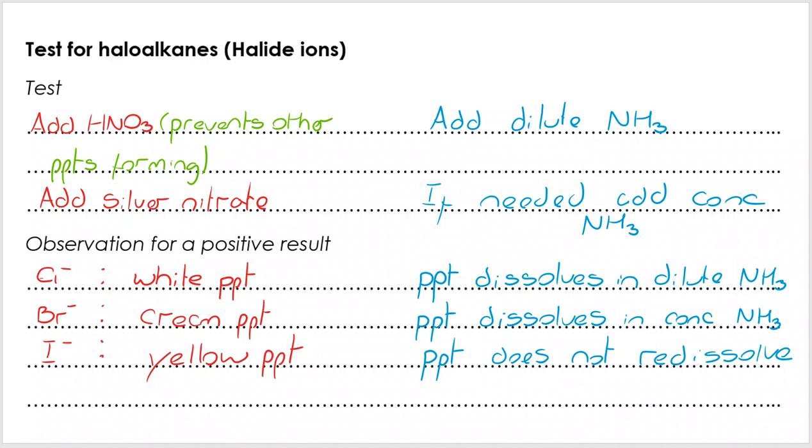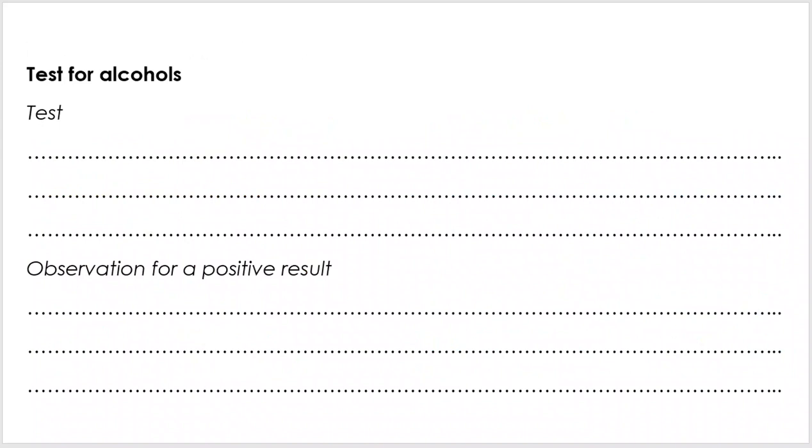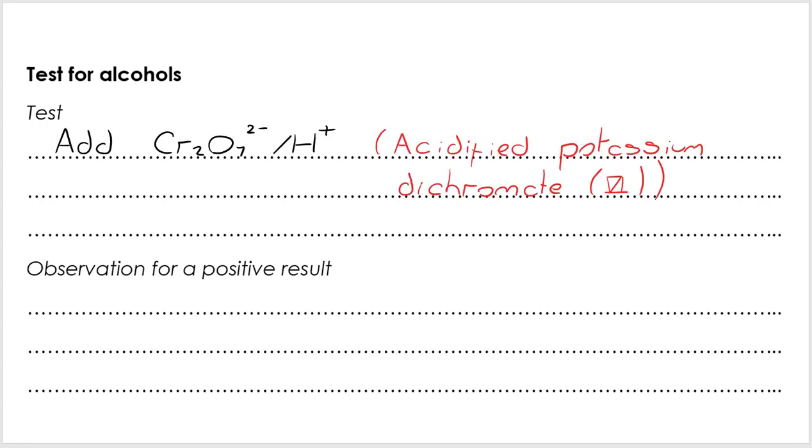Next one, let's take a look at the test for alcohols. And this is an interesting one because you may not have looked at it in the context of testing for alcohols, but we have learnt about the oxidation of alcohols. So to do it, we're going to add potassium dichromate(VI), acidified, absolutely vital. I've written down here H+ and Cr2O7 2- also works, and you could have done this as K2Cr2O7 and H+. And then what we do is heat it gently.